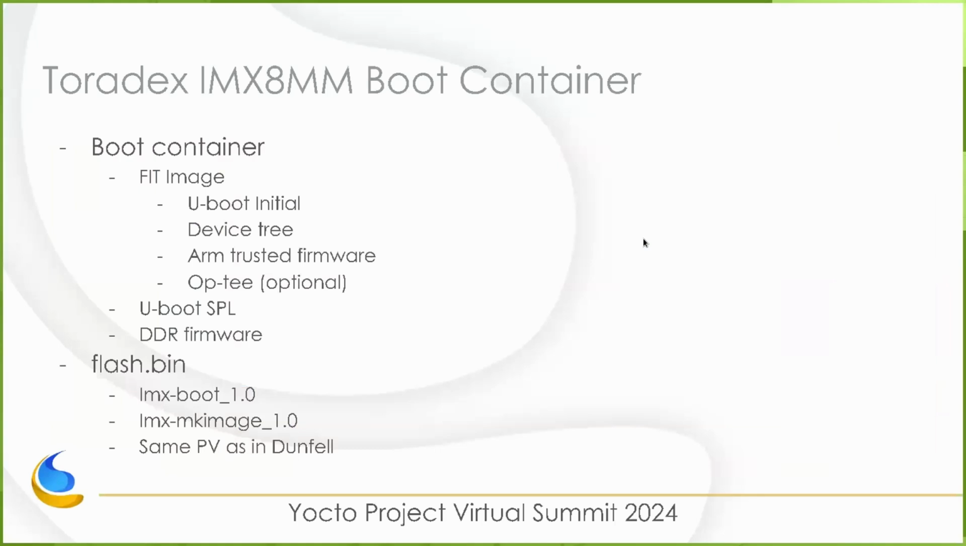So we have this boot container. The FIT image has U-Boot initial, device tree, ATF, OP-TEE, U-Boot SPL, DDR. Who creates this flash.bin, which is what it's named? Well, it's created by two recipes, imx-boot 1.0 and imx-mkimage 1.0. These are in meta-freescale, but there are also a lot of BSPs that bbappend to them.